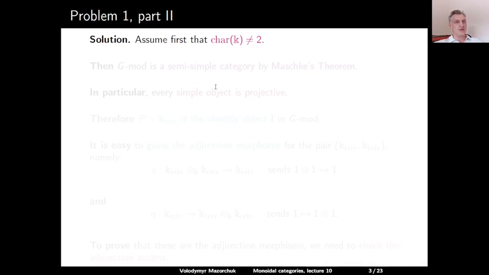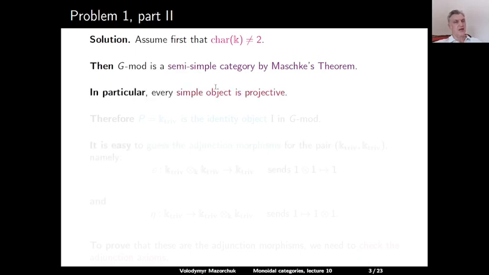Assume first that the characteristic of K is different from 2. 2 is the only prime number which divides the order of our group. The order of our group is 2. So 2 should be the only special characteristic. So let us first assume that the characteristic is not 2. Then, by Maschke's theorem, G mod is a semi-simple category.